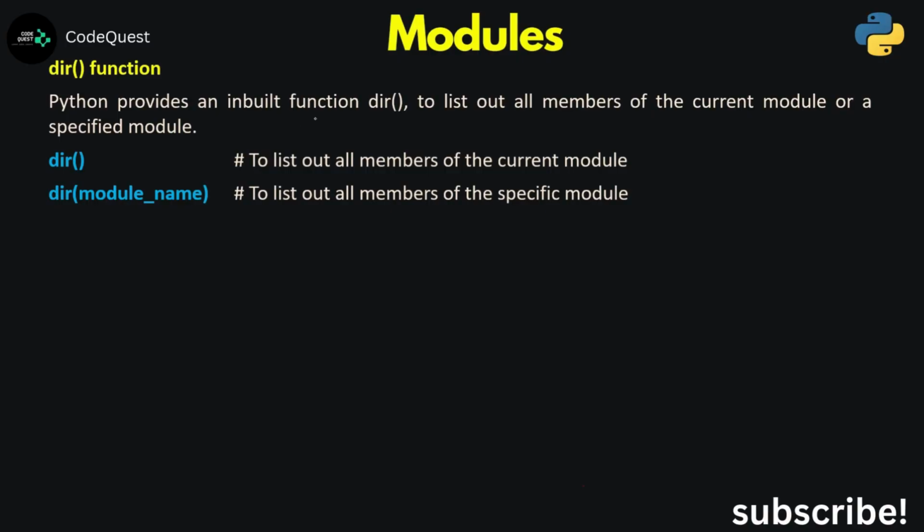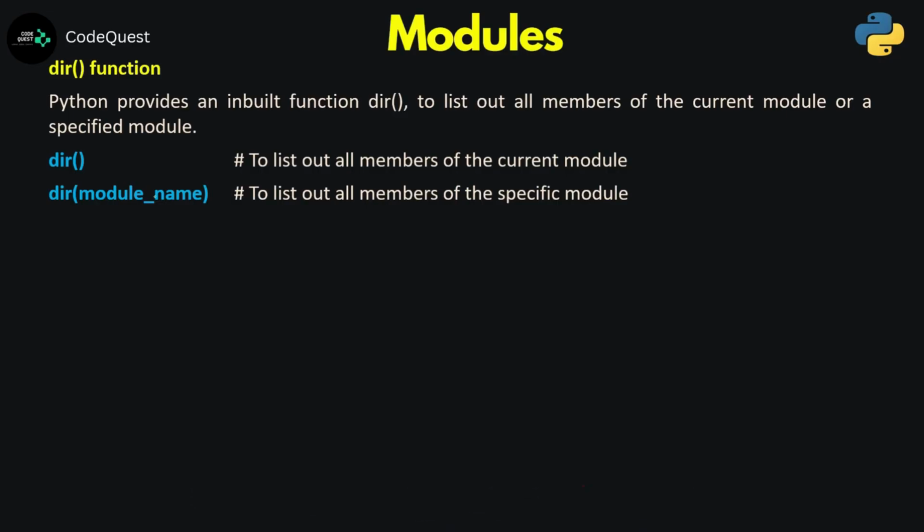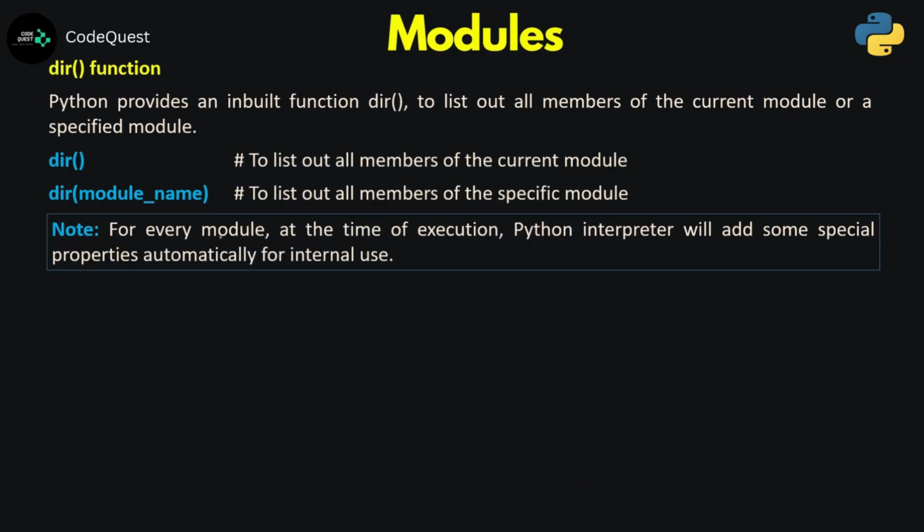Python provides an inbuilt function dir, which is going to list out all the members of a current module or a specific module that we give as an argument. So when I do not specify any argument to this dir function, I'll be getting all the members that are present in the current module. Similarly, if I specify a particular module, then it is going to list out all the members of this particular module.